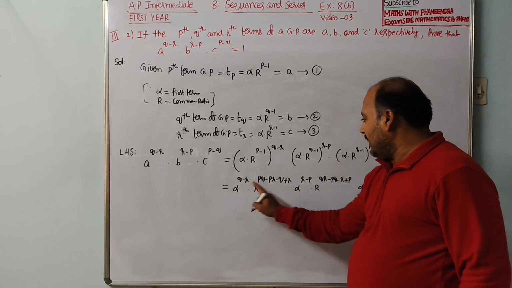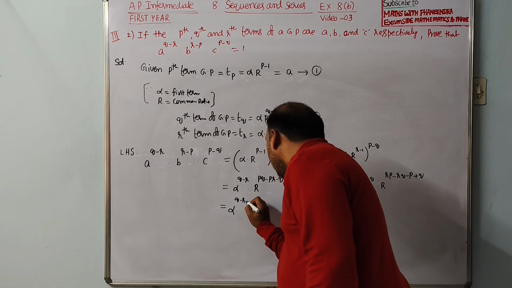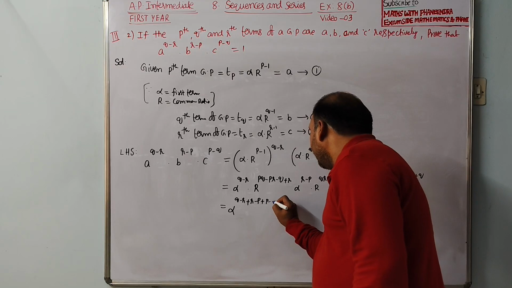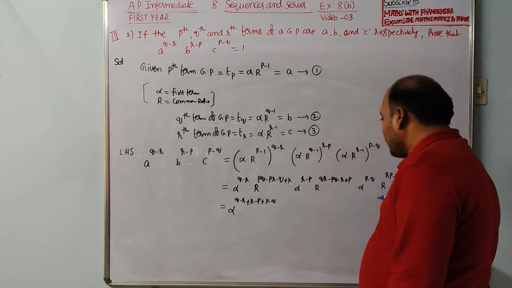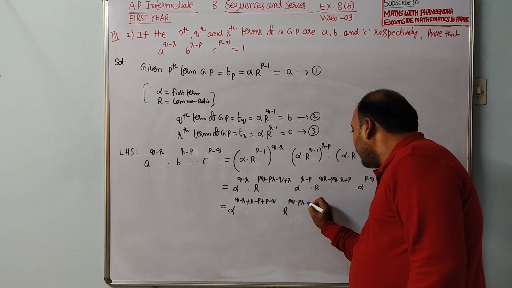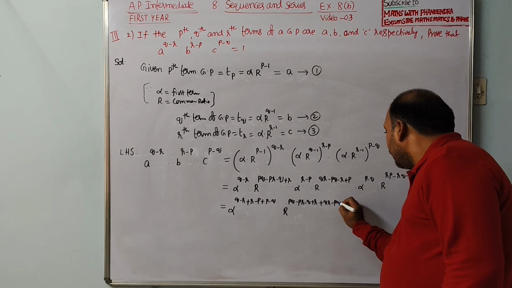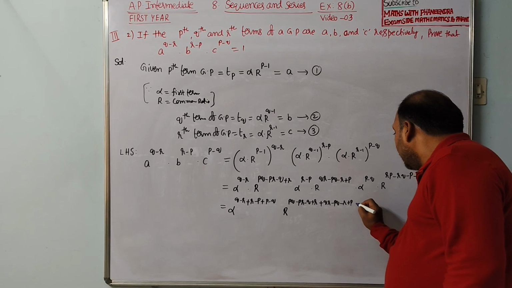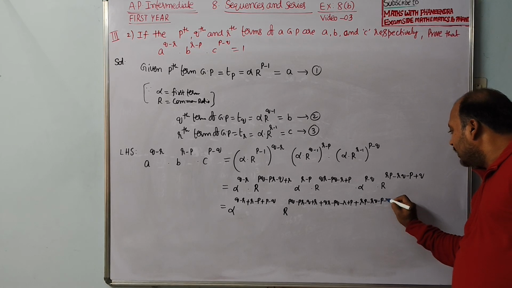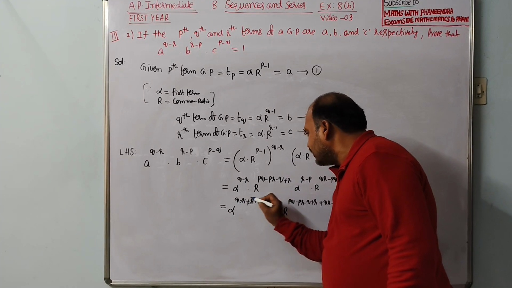So, first alpha terms, bases are equal, powers should be added. So, alpha power Q minus R plus R minus P plus P minus Q. Next, capital R bases are equal, powers should be added, no. Capital R power PQ minus PR minus Q plus R plus QR minus PQ minus R plus P plus last term RP minus RQ minus P plus Q. See, plus R minus P plus P minus Q plus Q.